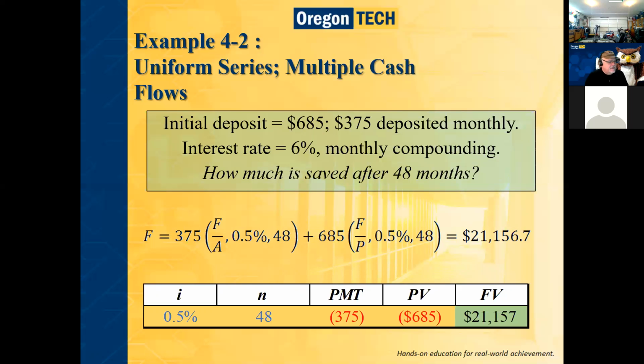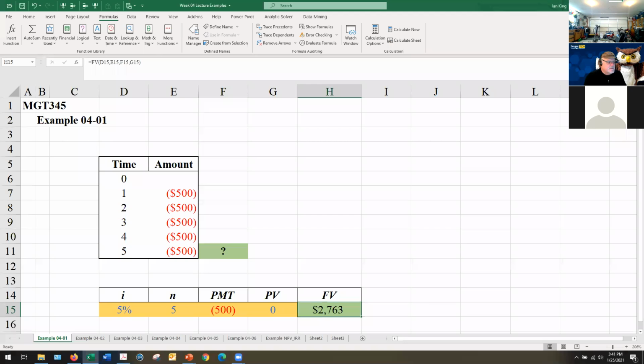You can say, okay, what's the future value, given that I know the present value is $685? I have that today, at 0.5%, 48 months. So you've got to do both the annuity part and the future value of the initial deposit part, which works out to be 21,156.7, or you can use the Excel version.